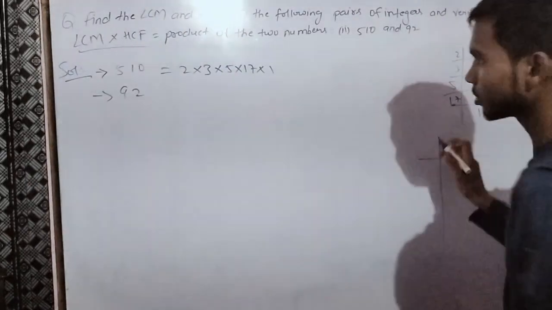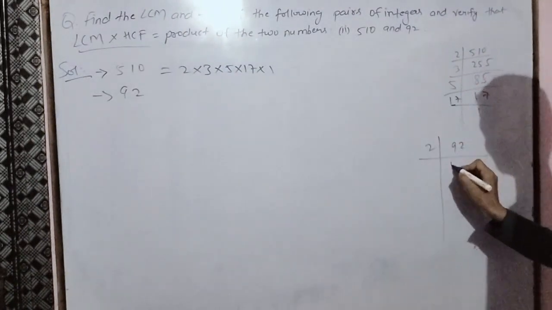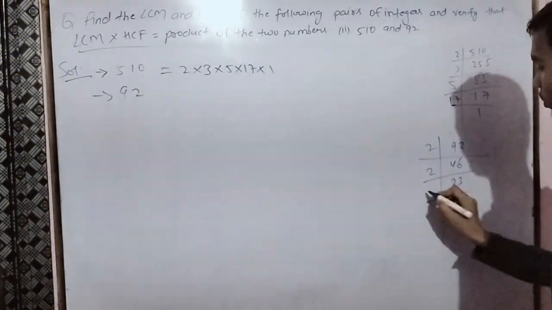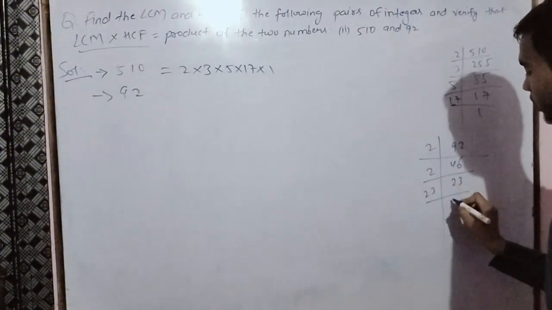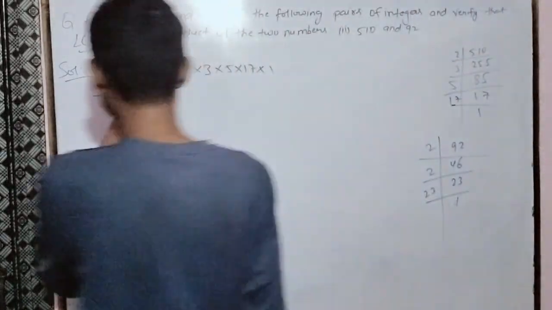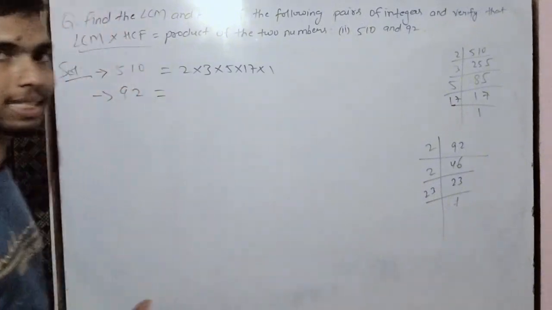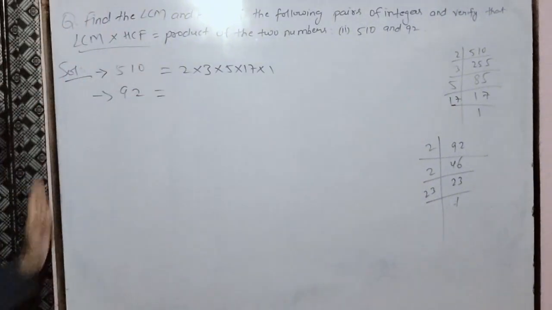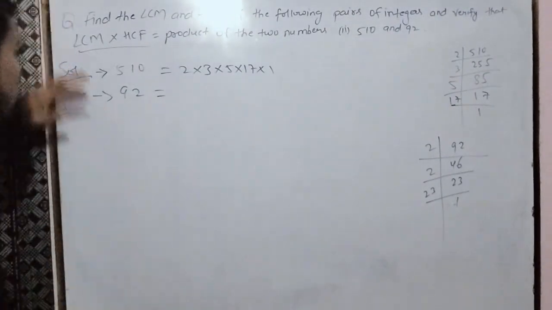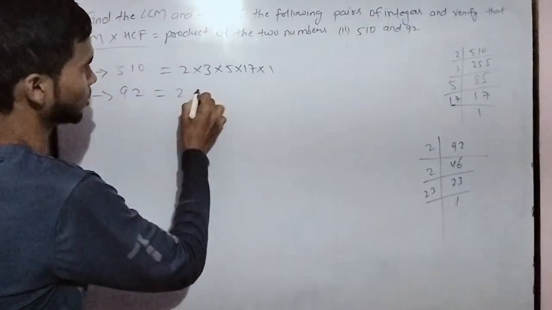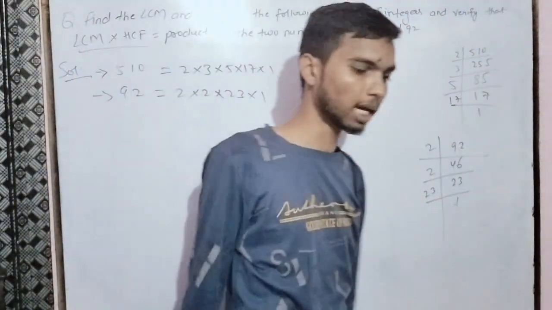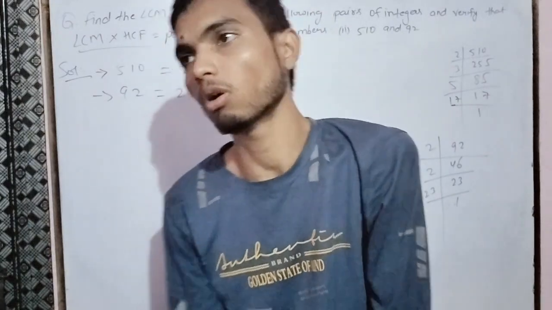92, 2 4 and 2 6 are, 2 to the 4, 2 3 the 6. 23 ones are 23. You are understanding how to factor any number, how to find the LCM of a pair of numbers, how to find the HCF. 2 multiplied by 2 multiplied by 23. Now from here you will have clarity on finding the LCM and the HCF.